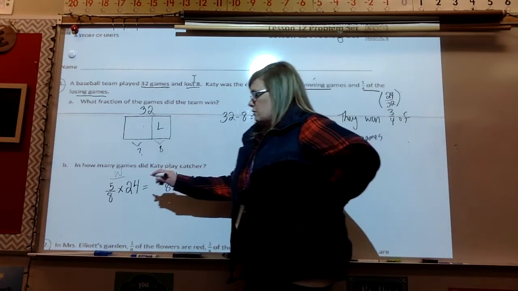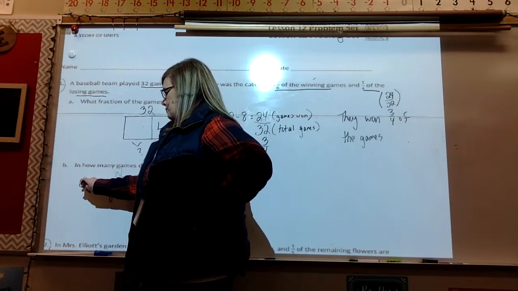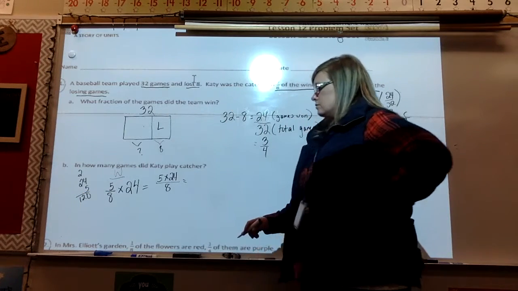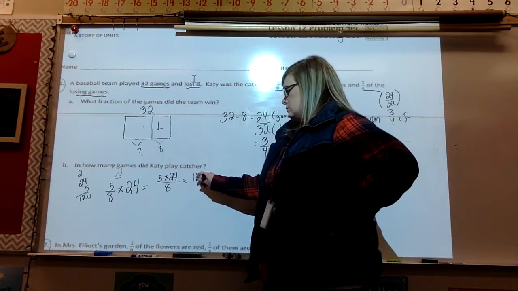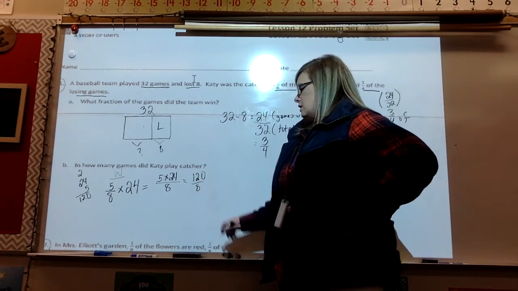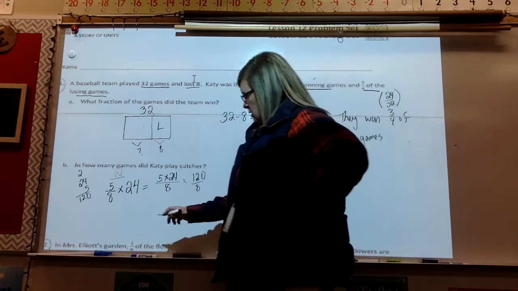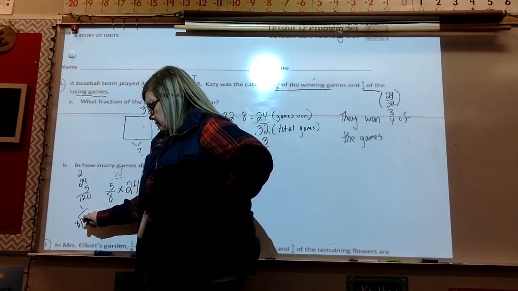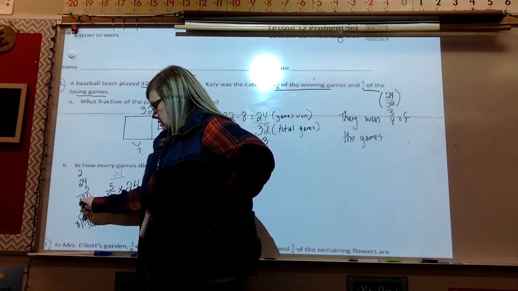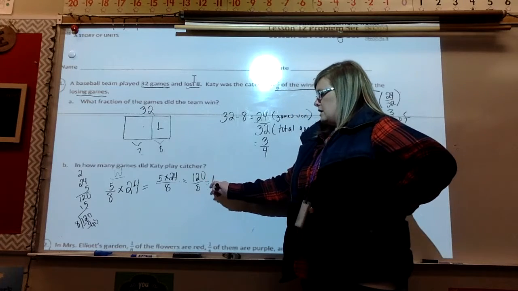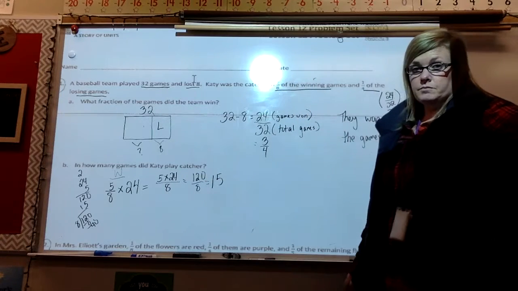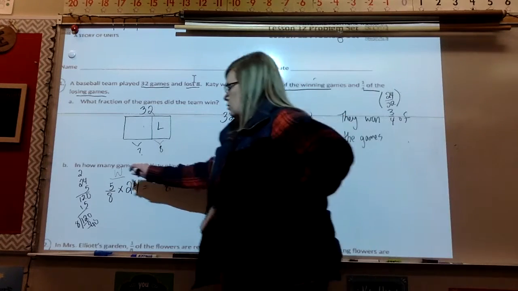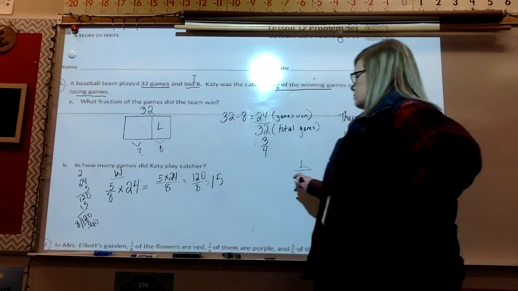When I do 24 times 5 to the side, you should have gotten 120 over 8. Now I need to do a division problem. 120 divided by 8 is equal to 15. So she played in 15 of the games that they won. Now I have to go to the losing games. So I have my winning and my losing.